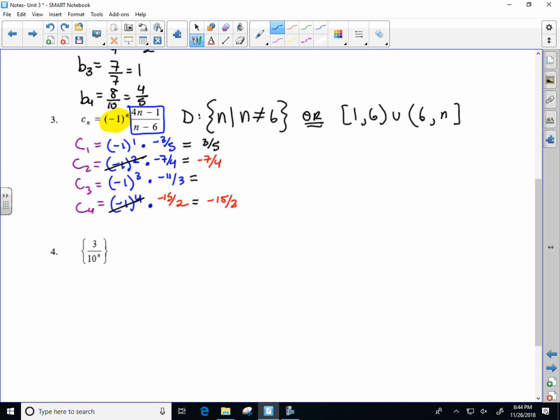All right. -1 times -11/3 is going to become positive 11/3. All right. So that's our mini expansions. 3/5, -7/4, and so on.